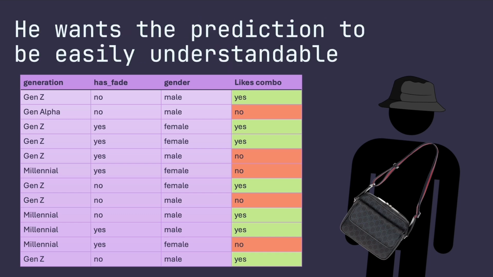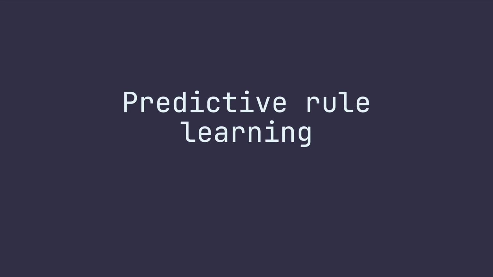He wants the prediction to be easily understandable. So not just some numbers or anything like that. He wants a very clear rule that he can follow in his day-to-day business. This is where predictive rule learning comes in.